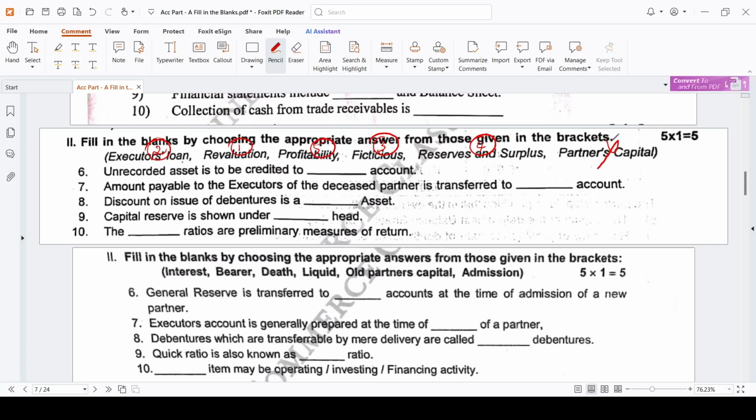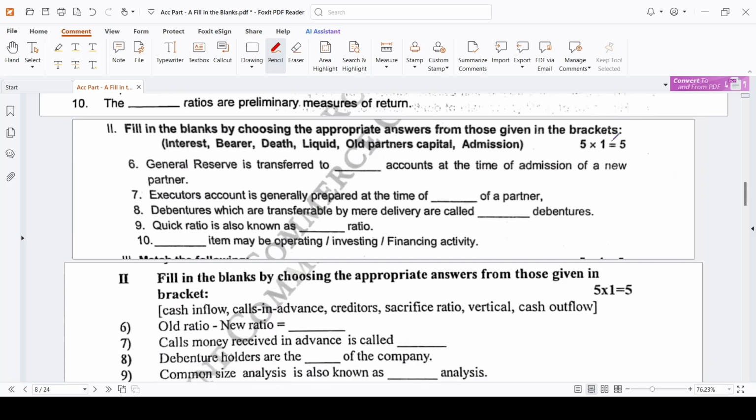This does not belong here. General reserve is transferred to dash accounts at the time of admission of a new partner. In the admission, everything will be given to the old partners. I already told you, in retirement, everything will be given to all the partners. Here, only for the old partners.